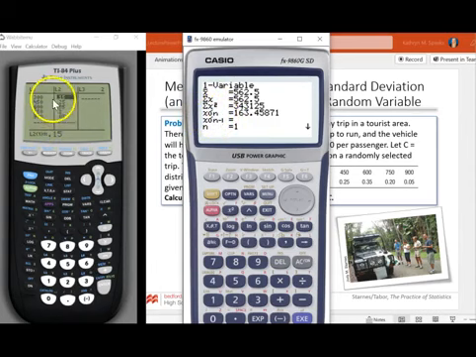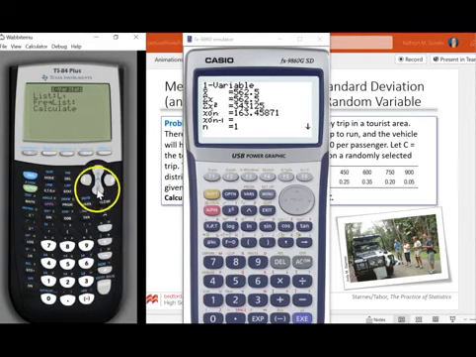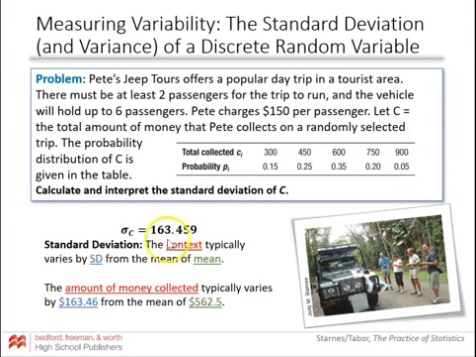On the TI, it is stat. We're going to go over to calc and hit 1-Var Stats. List is L1. Frequency list is L2, which you see in blue above the number 2. So I'm going to hit second, 2 to say L2 is my frequency list, and then calculate. And again, there's our standard deviation, sigma x. So our standard deviation is here.